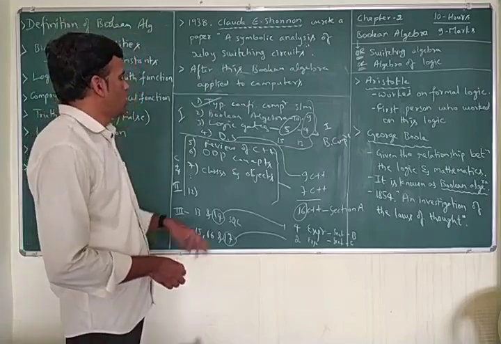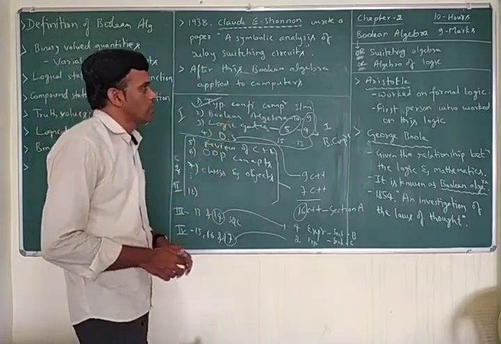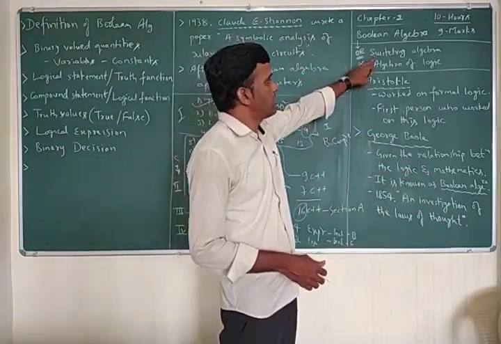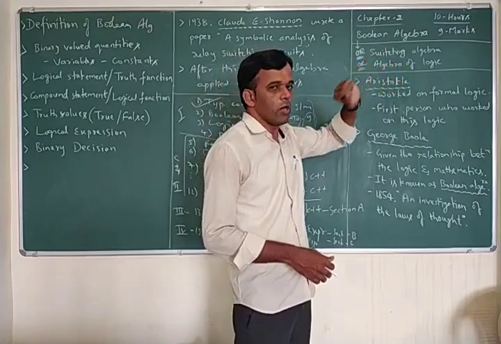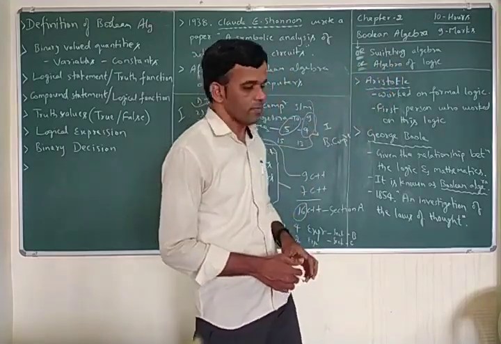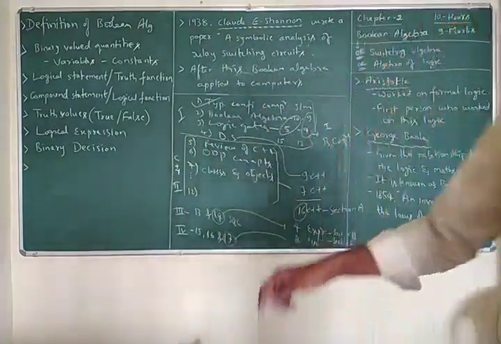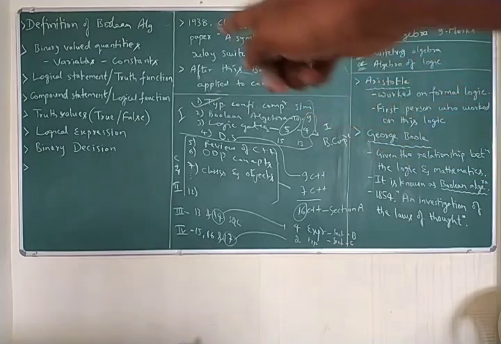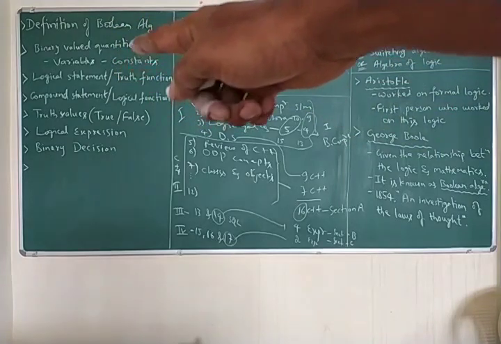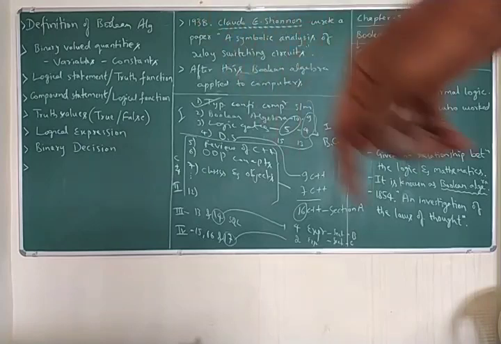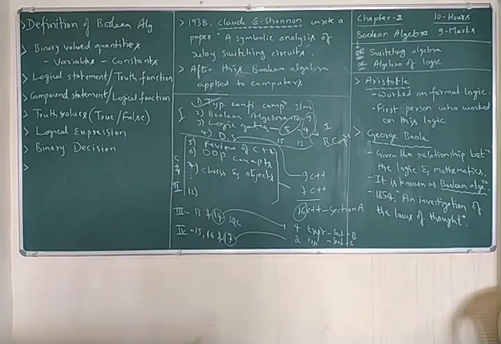Now coming to our topic, Boolean algebra. This is chapter number 2, and it is also called switching algebra, algebra of logic, or logical algebra. On the right side I have written some introductory part about Boolean algebra. On the left side are some terminologies that we should know for this Boolean algebra chapter.